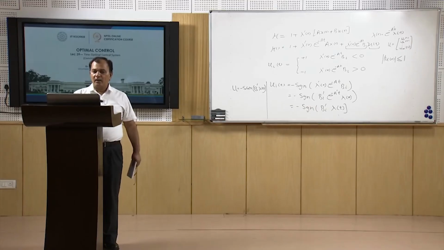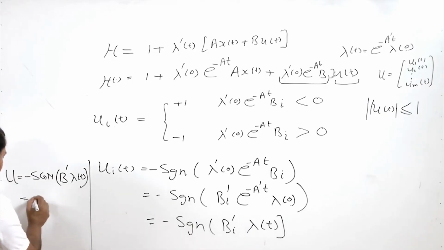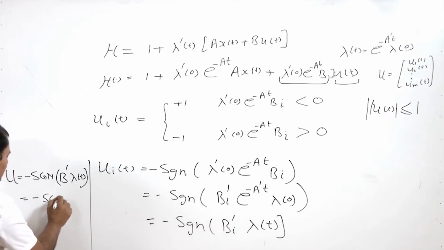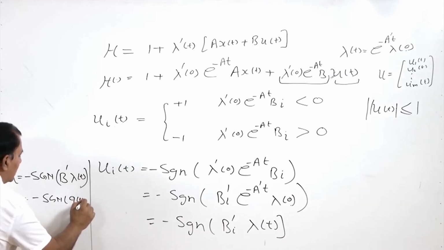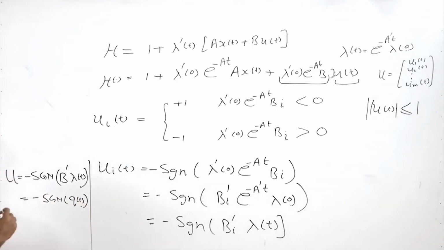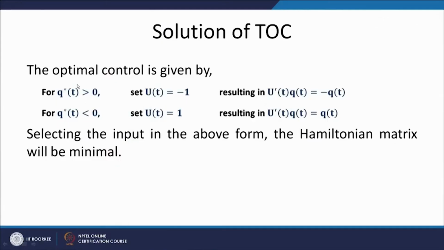So, I can define this B transpose lambda t as the signum function of qt, where qt I am nothing but taking as my B prime lambda t. So, if qt is greater than 0, we set u to be minus 1, if qt is less than 0, I set my u to be plus 1.